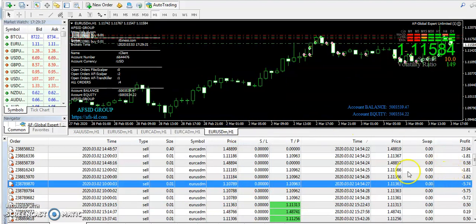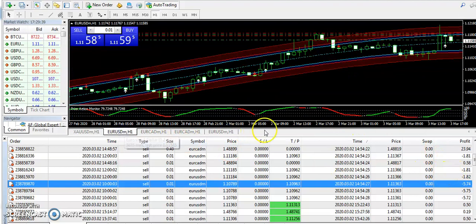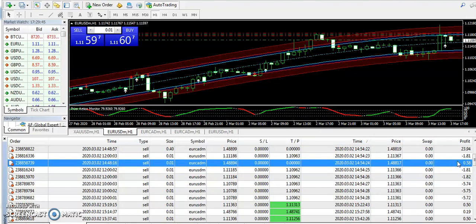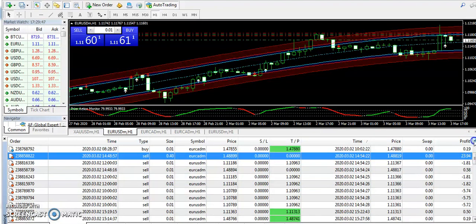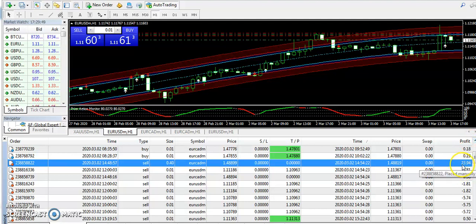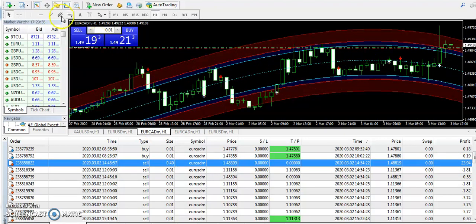Okay guys, now what happened? Let me open the Euro USD chart. So we have basically the sell positions on Euro USD that were in loss. What I did here, you can see this one trade, 23.94. I used a 0.40 lot size in the sell position. If we talk about the date, you can see that it belongs to 2nd of March.